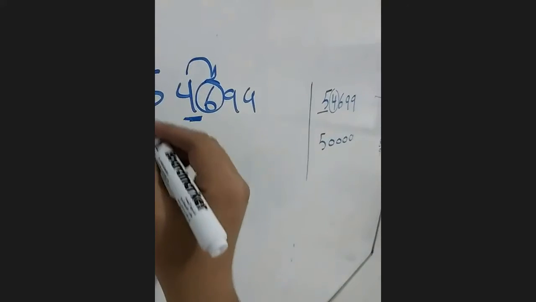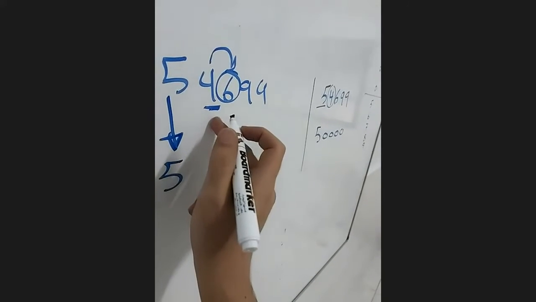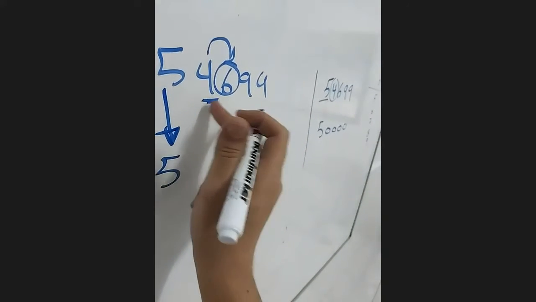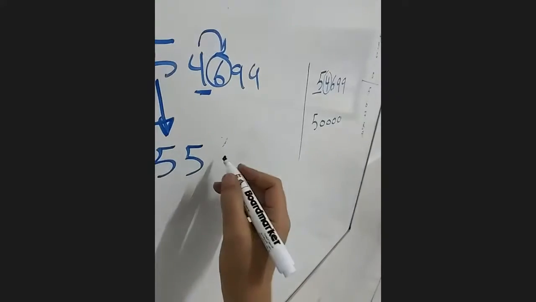So the 5, this one has no relation with anything, so the 5 is still 5. And the 4, we add 1 because the next number is 6. So the 4 will be 5. And the next numbers here will be zeros.